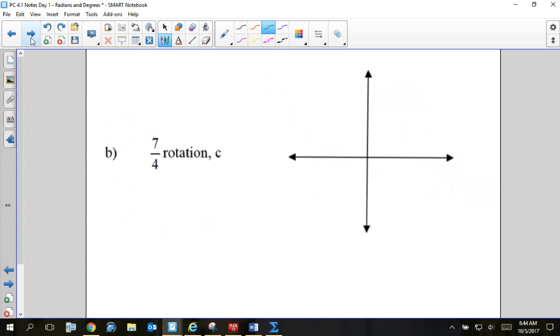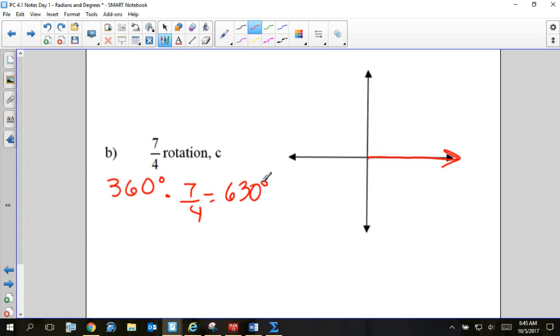Next, 7/4 rotation, and then what's C mean? Clockwise. So we're going to go the other way. Go ahead and draw your initial side, and then I'm not sure how many degrees I need to go, so I'll find the degrees first. I'll do 360 degrees, and I want to take 7/4 of that number. So you multiply 360 times 7 divided by 4, or take 360 divided by 4 and multiply by 7.